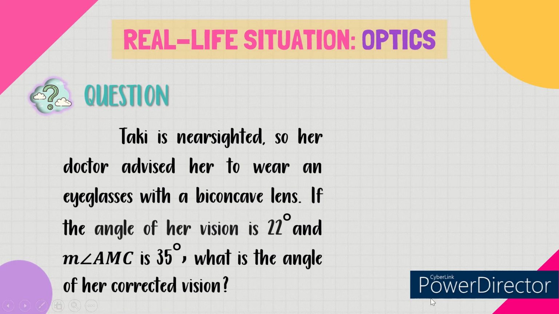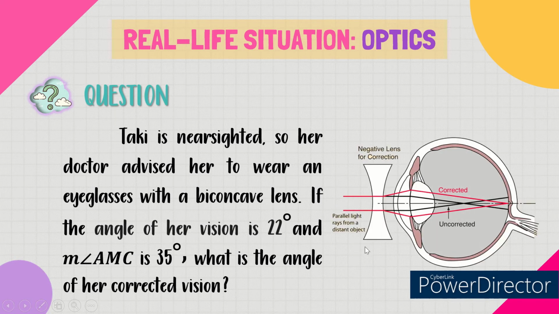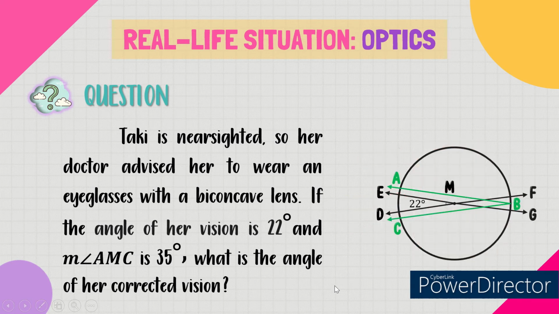Okay, so Taki is nearsighted. Her doctor advised her to wear eyeglasses with a biconcave lens, like this in the picture. As you can see, her eye looks like the shape of a circle, and we can say that the rays of her vision, uncorrected and corrected, look like angles. So let's use another figure for you to understand and answer the question better.